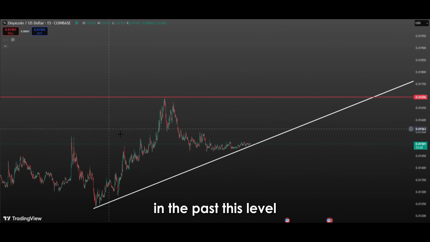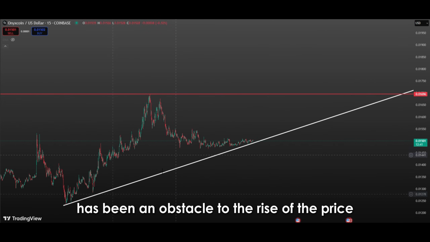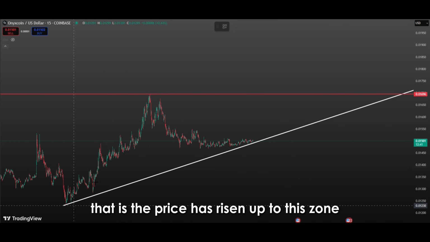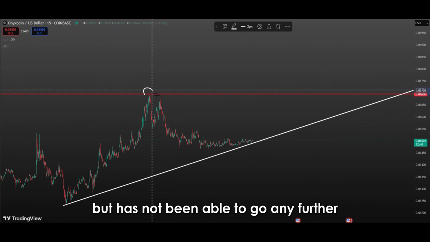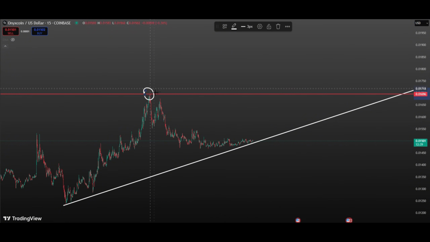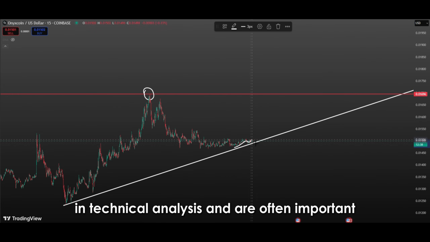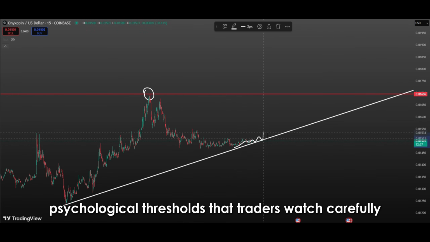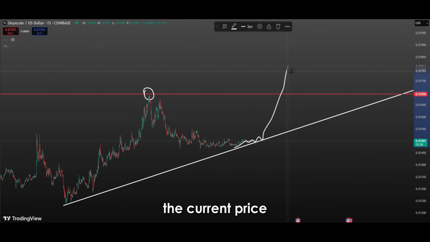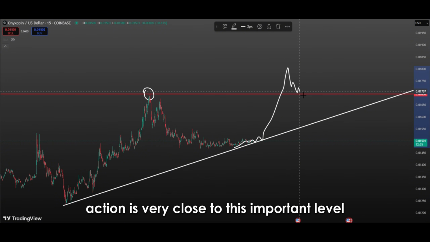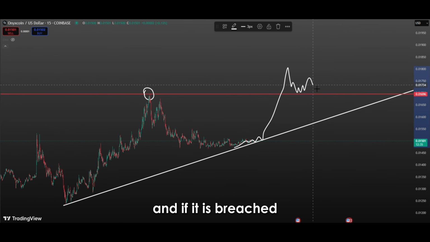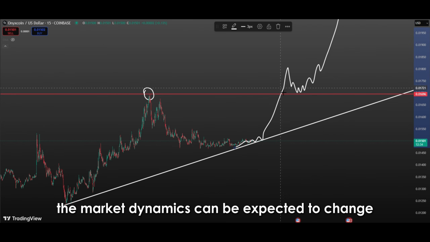In the past, this level has been an obstacle to the rise of the price. That is, the price has risen up to this zone, but has not been able to go any further and has retreated. Such structures are called resistance zones in technical analysis and are often important psychological thresholds that traders watch carefully. The current price action is very close to this important level, and if it is breached, the market dynamics can be expected to change.